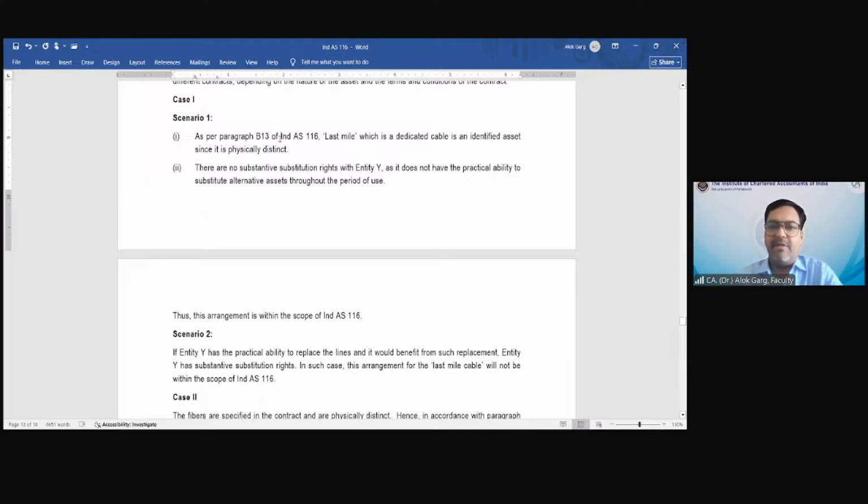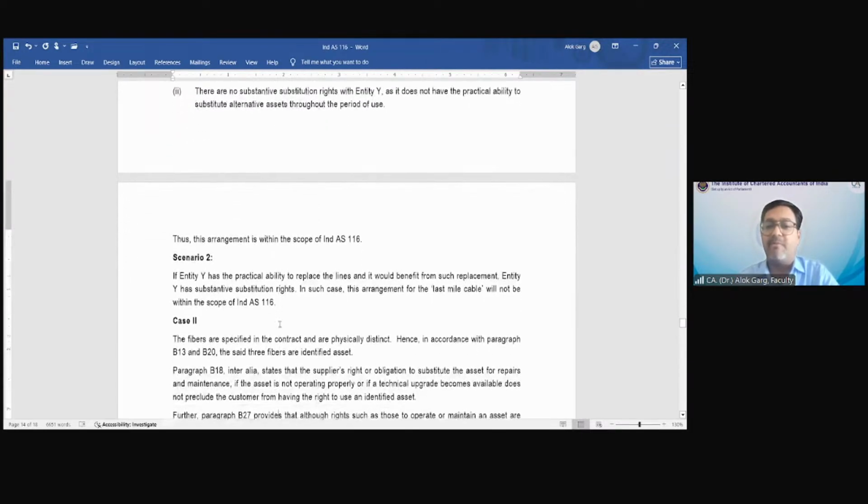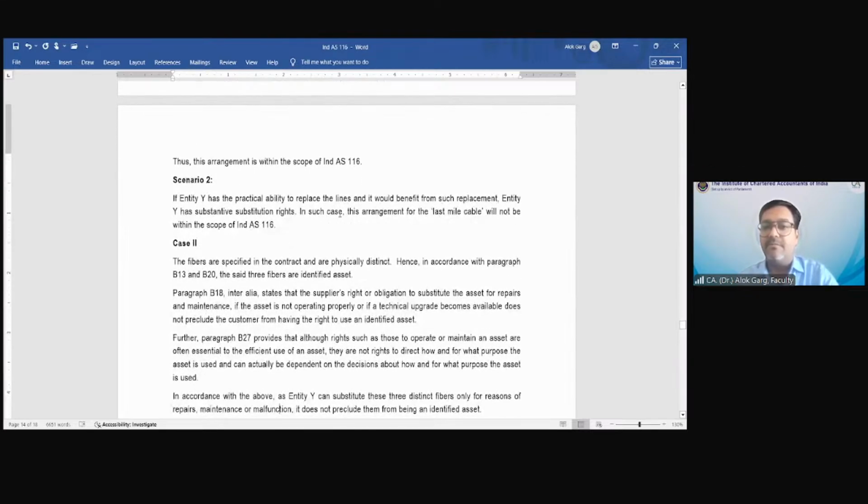So scenario number one, as per paragraph B, you are not required to write. Last mile is a dedicated cable which is an identified asset since it is physically distinct. There is no substantive substitution right with entity Y, as it does not have the practical ability to substitute an alternative asset throughout the period of use. Thus, this arrangement is within scope of Ind AS 116. But in scenario number 2, entity Y can replace this and entity Y will get benefited also. Okay. And hence it will not be considered as an identified asset.